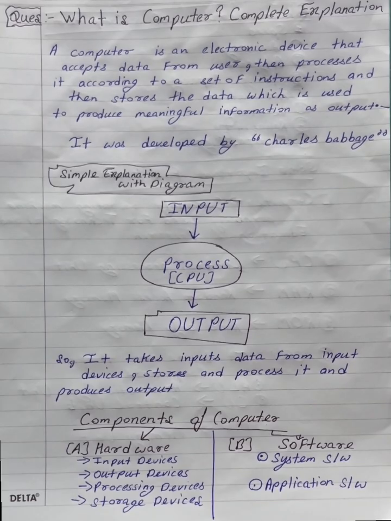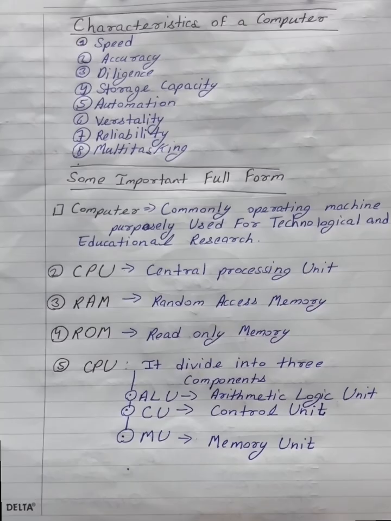So now let's talk about the next topic. Next is characteristics of a computer. There are following characteristics of a computer such as speed, accuracy, diligence, storage capacity, automation, versatility, reliability, and multitasking, etc. So we can say that if we talk about speed, a computer can perform billions of calculations in a second, which makes it much faster than a human.